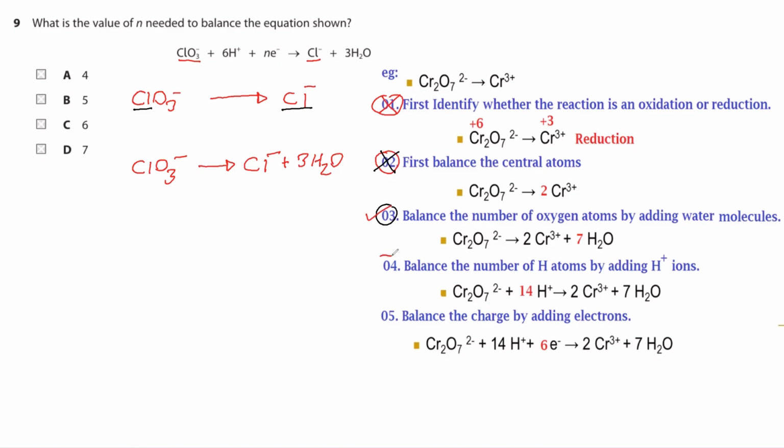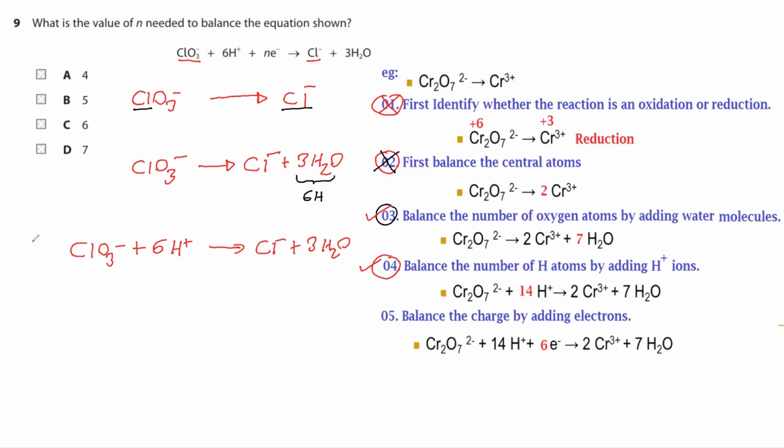Then balance the number of hydrogen by adding H plus ions. Because we added water, we have 6 hydrogen atoms on this side. To balance 6 hydrogen atoms, I have to add 6 H plus ions on this side. So the equation becomes ClO3 minus plus 6H plus gives Cl minus plus 3H2O. Then the last step: balance the charge by adding electrons.